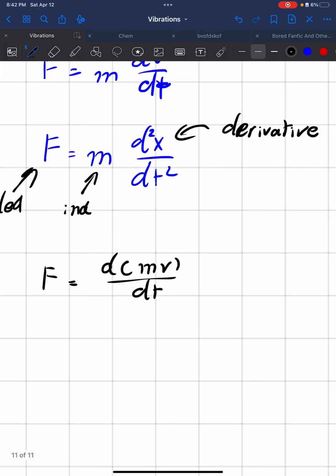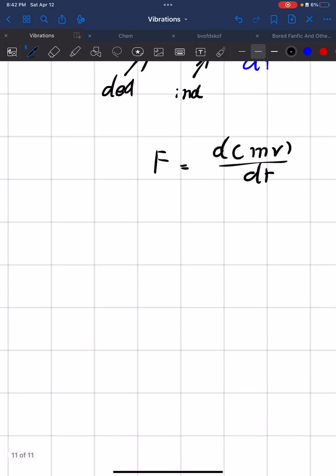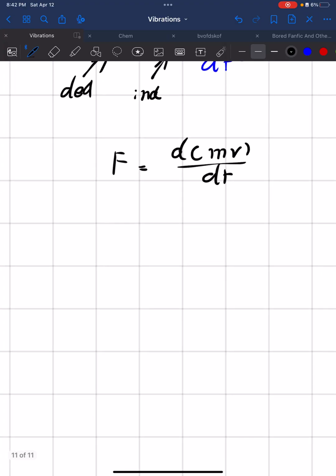Let's say your velocity is constant, but you have a changing mass, which is important for rocket equations. You can take this and it will still be a force. Isn't that cool? A changing mass times a velocity is a force. Who would have thought it? Apparently Newton did.